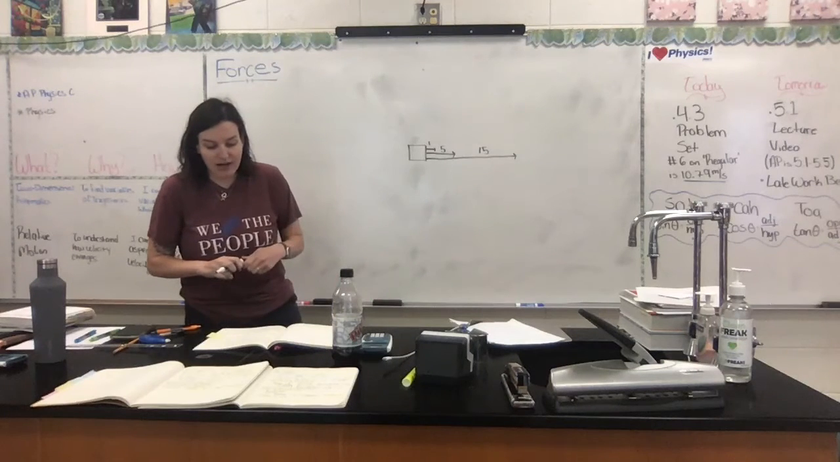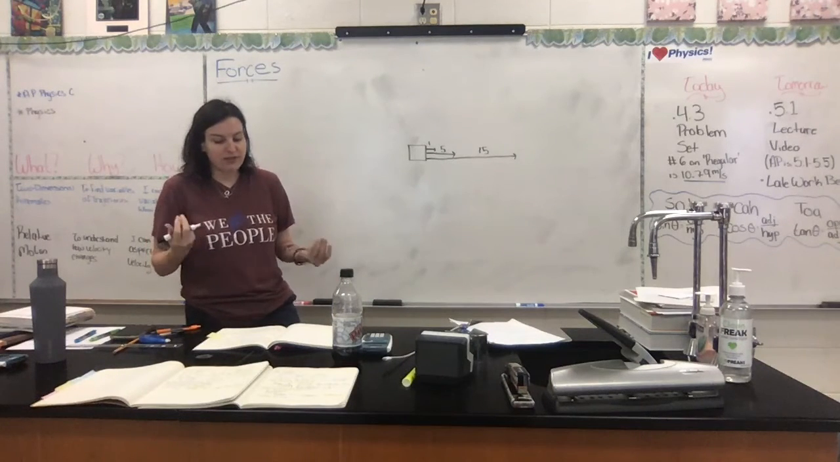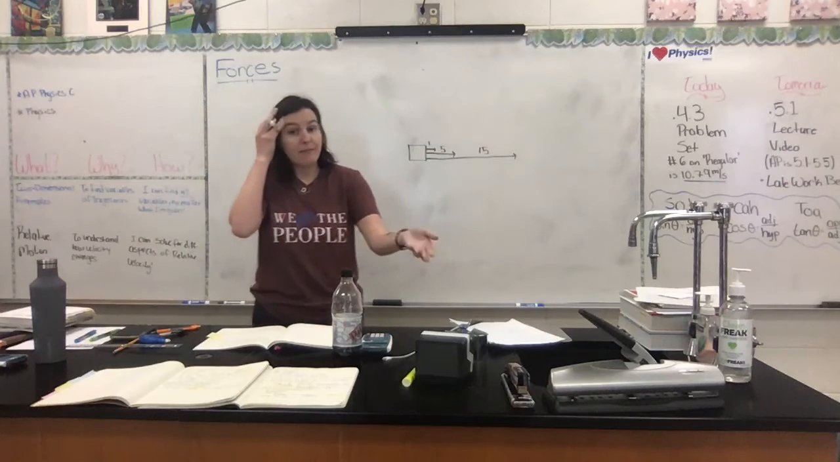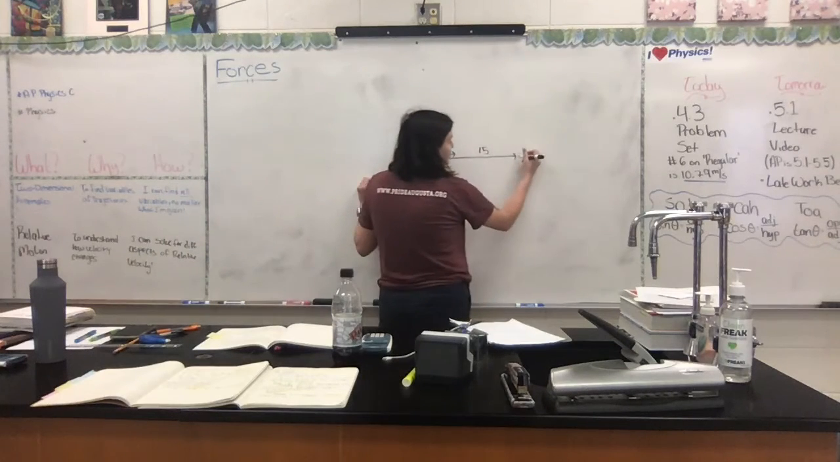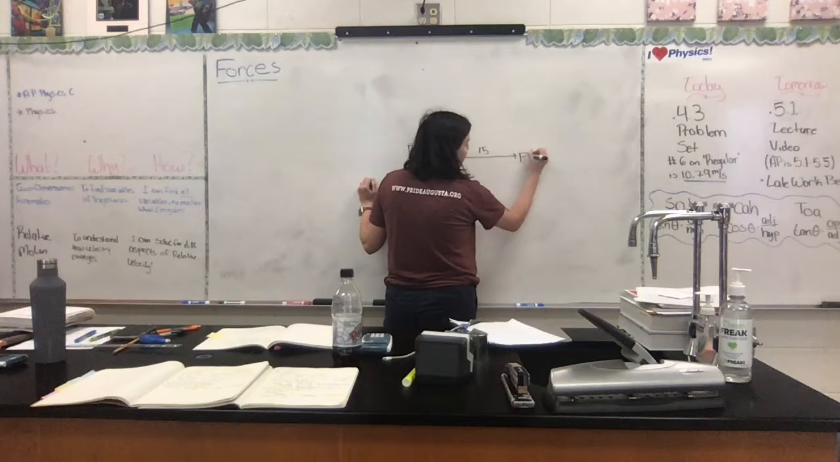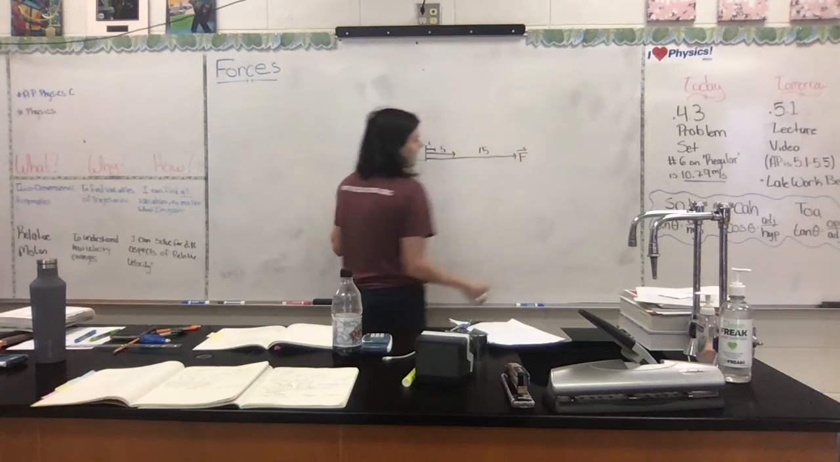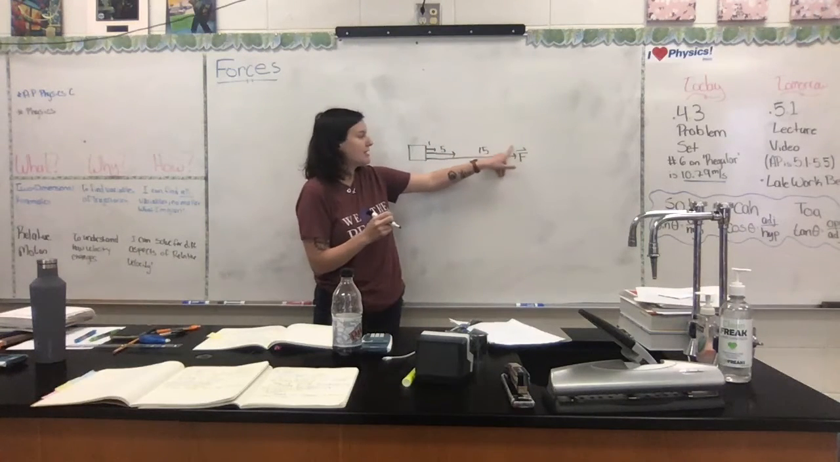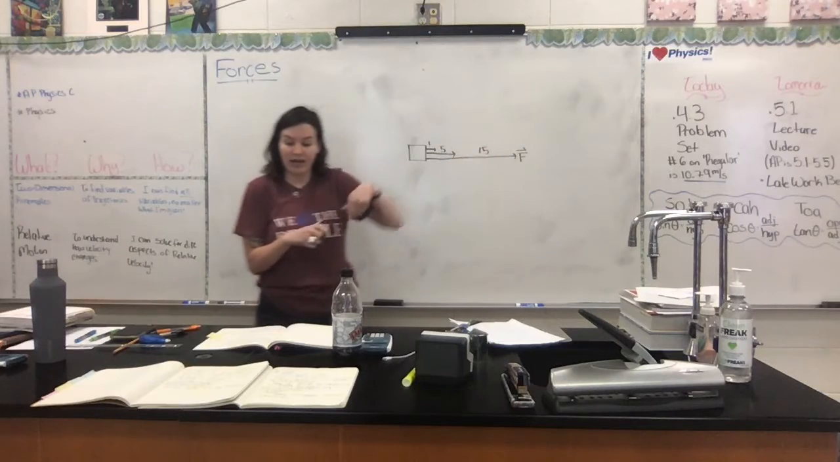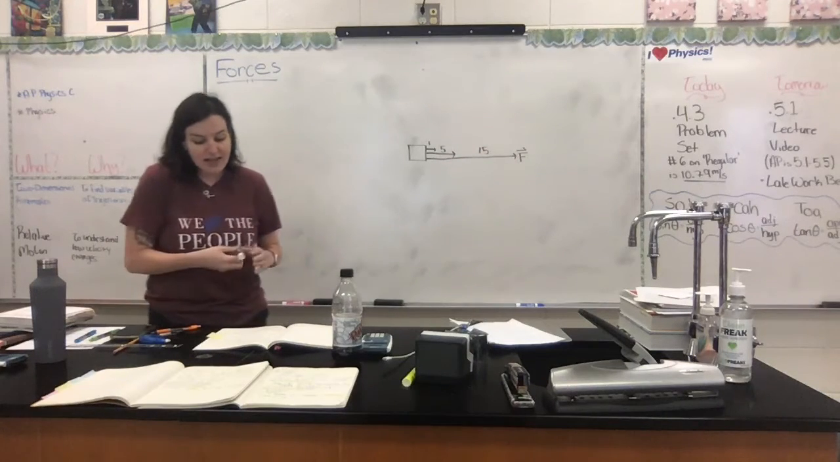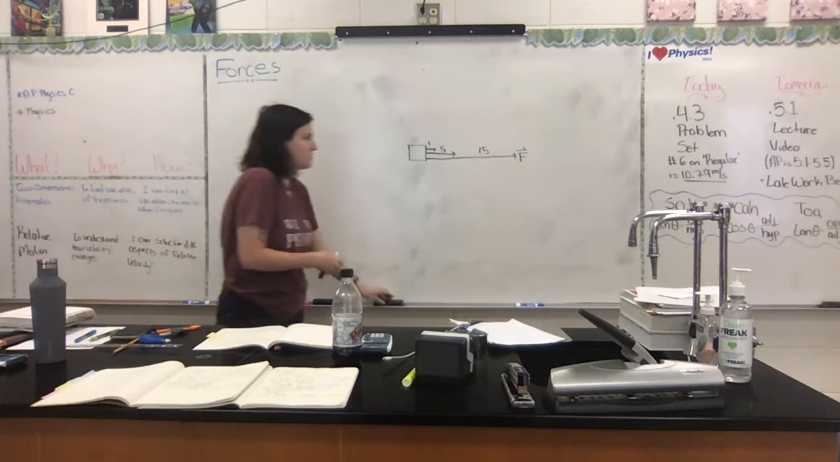The other part is to give the vector an appropriate label. So if I'm pushing that, I could just label this F vector. So whatever you label it needs to have an arrow above it, okay? So let's do a couple of examples together, all right?